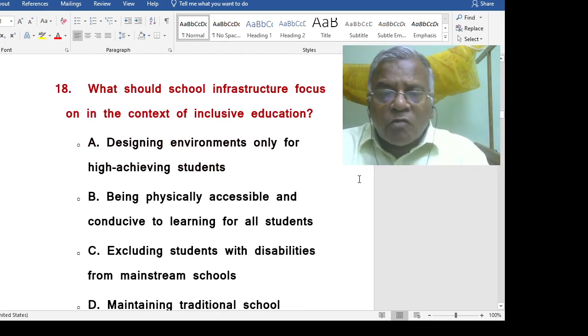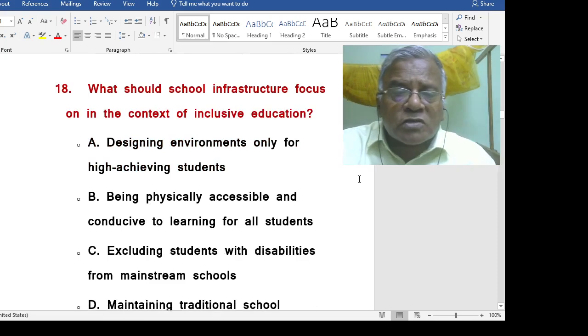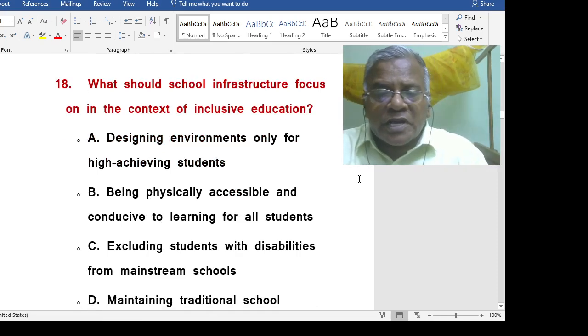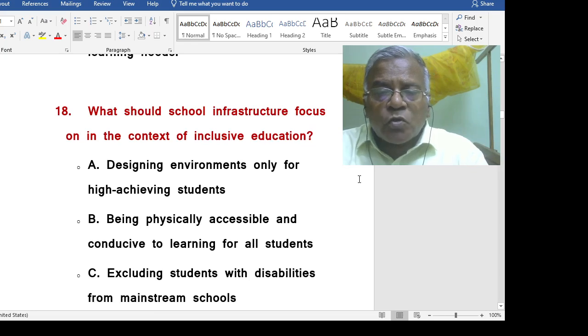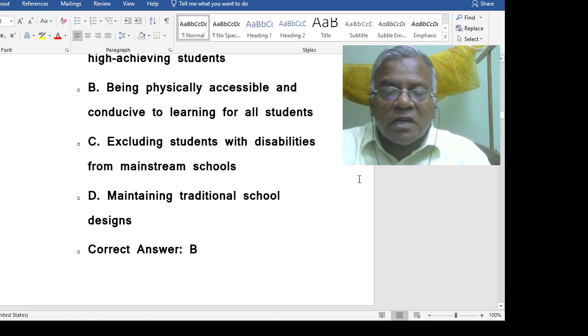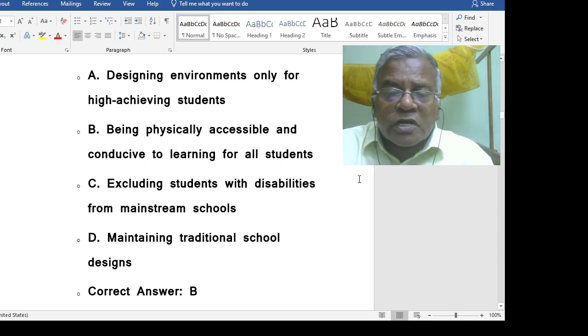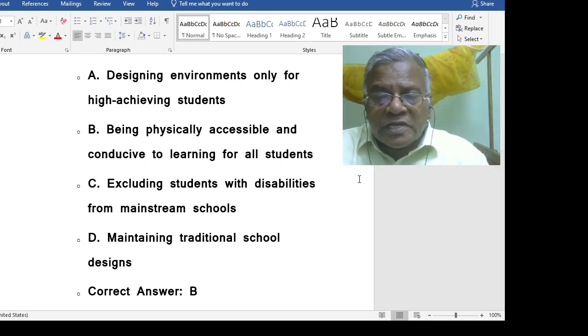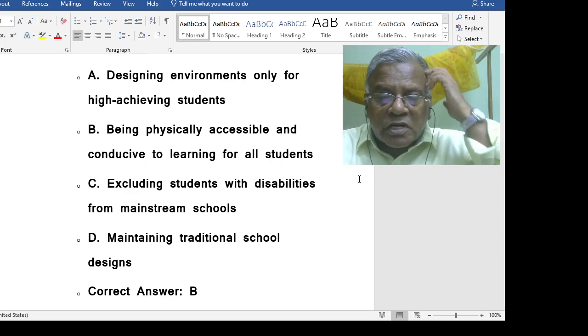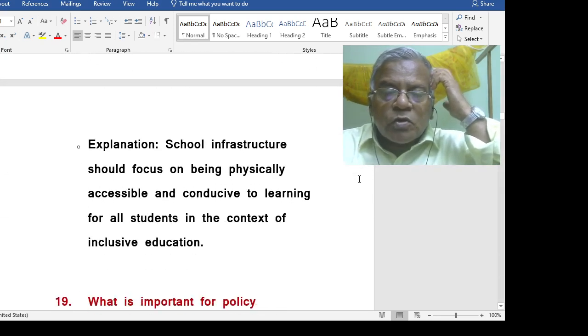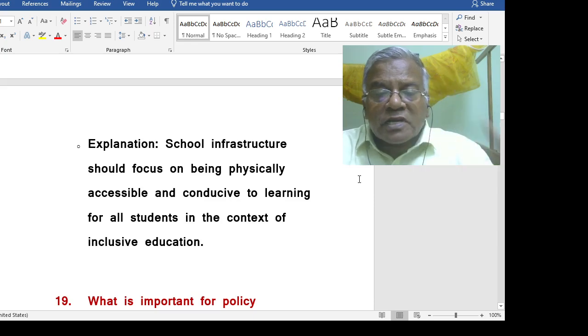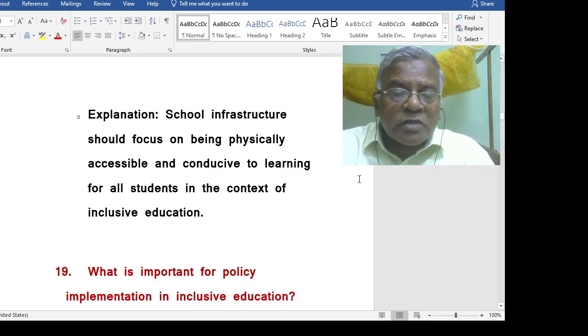What should the school infrastructure focus on in the context of inclusive education? That is, being physically accessible and conducive to learning for all students. School infrastructure should focus on being physically accessible and conducive to learning for all students in the context of inclusive education.